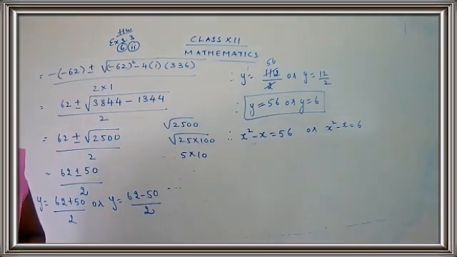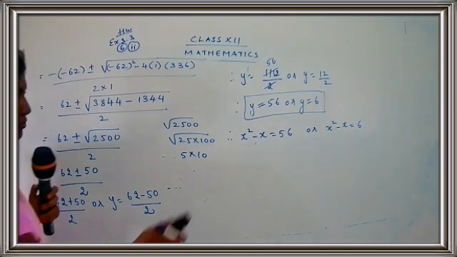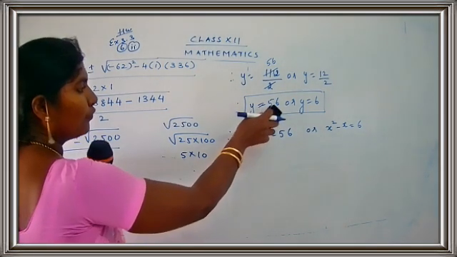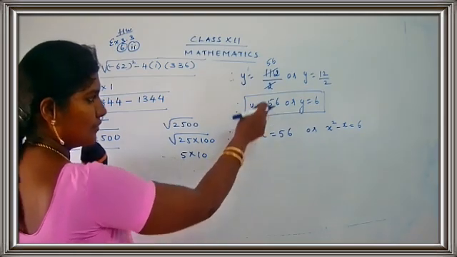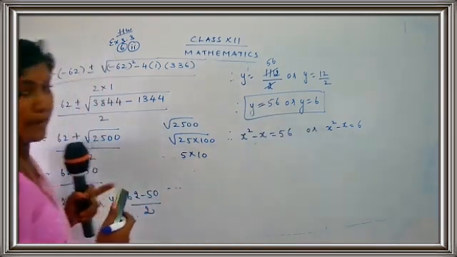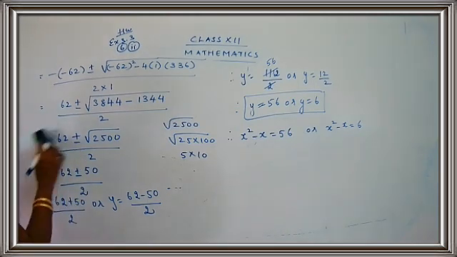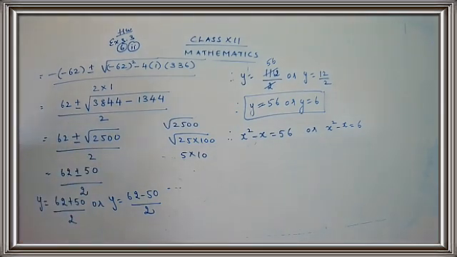Let us find out the answer. So let's take two cases over here. I have found y is equal to 56 or y is equal to 6. So I have just substituted the value. So x square minus x is equal to 56, or x square minus x is equal to 6. Shall I wrap this part? The calculation was very simple. Just go with the calculation, children.